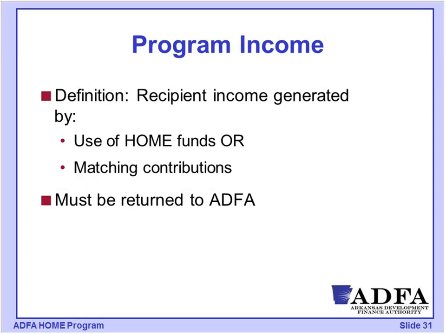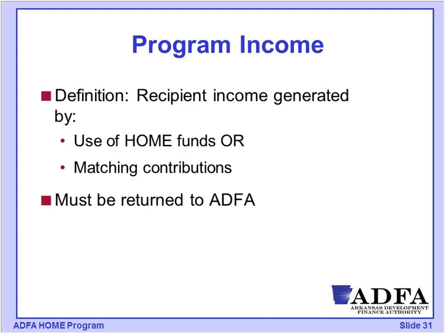So we mentioned before a little bit about program income. Let's talk about the definition of that. Program income is income that's being generated by a HOME-funded project. This is where we've used HOME funds or we have a matching contribution. We'll talk about match later, but we might have other sources in the project that are considered a permanent contribution to affordable housing, which is how we're able to count them as match. If we find that we have income generated from those, that's going to be categorized as program income.